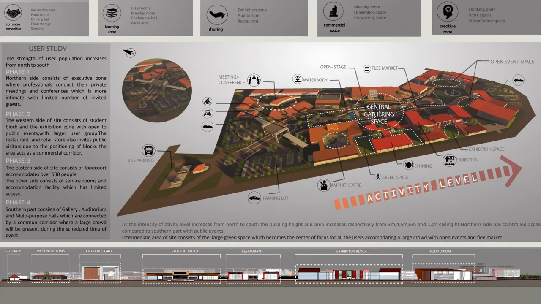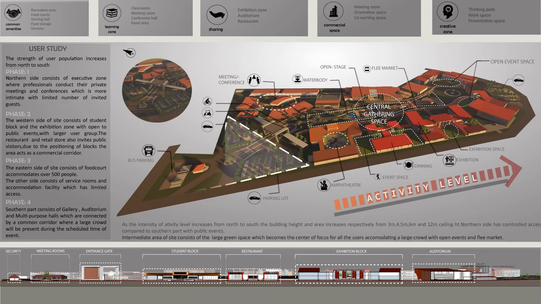User study. The strength of user population increases from north to south from phase 1, 2, 3 and 4. As the intensity of activity level increases from north to south, the building height and area increase respectively from 3 meter to 4.5 to 6 meter and to 12 meter ceiling height.